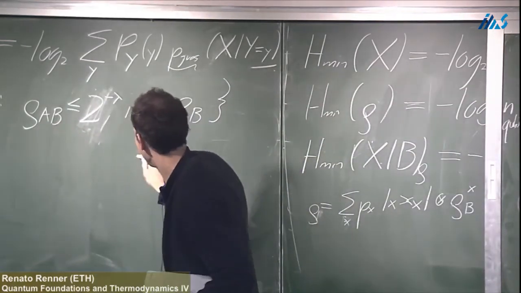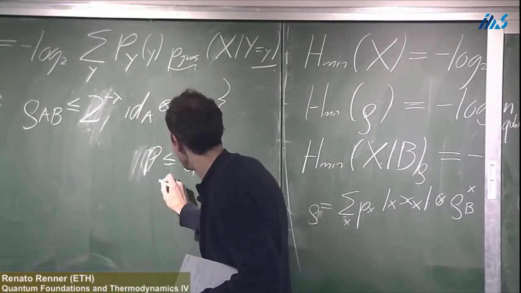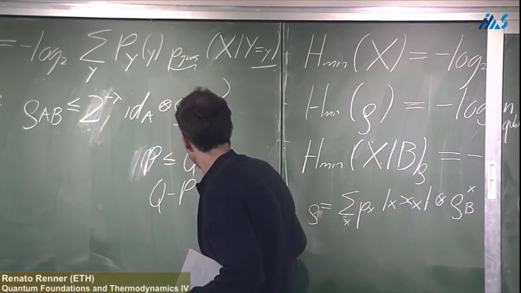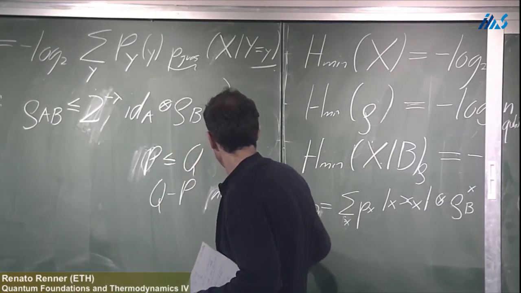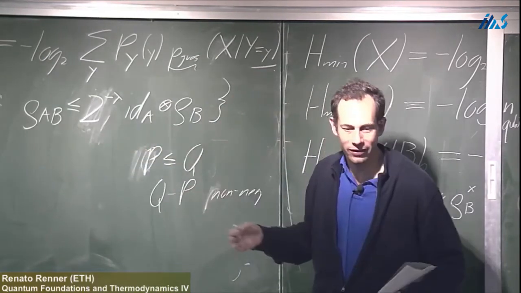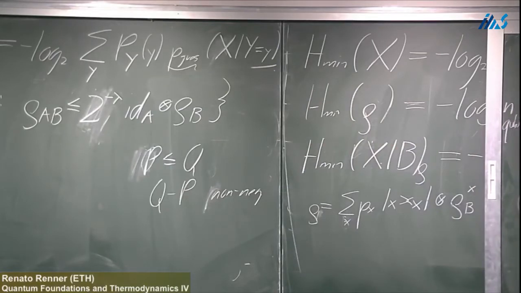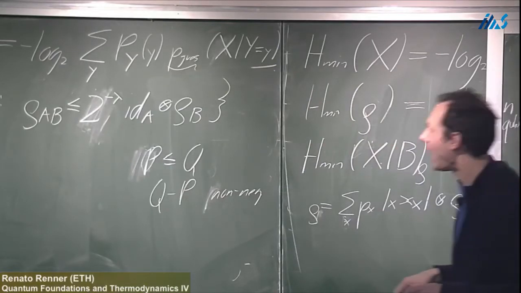What that means is, if I write an operator P is smaller than operator Q, I mean that the operator Q minus P is non-negative. So if you subtract them, you get a new operator, and that's a non-negative operator. This might be hard to compute.